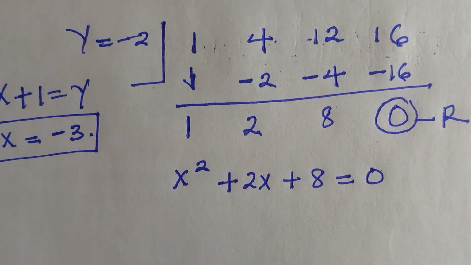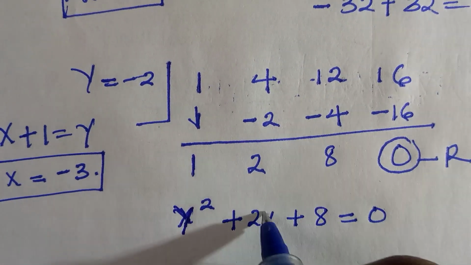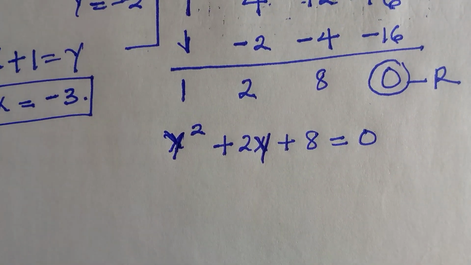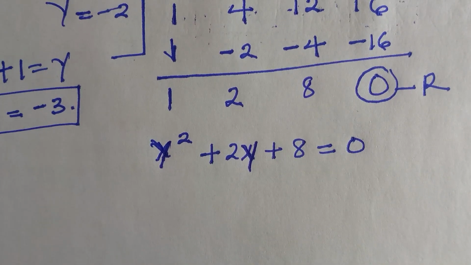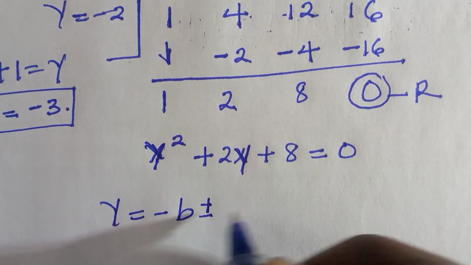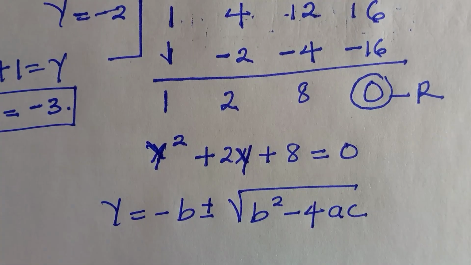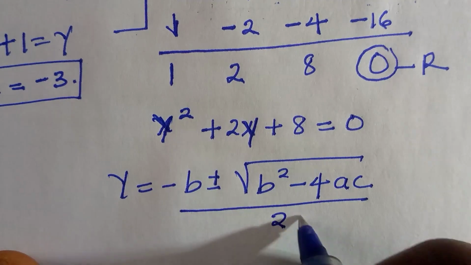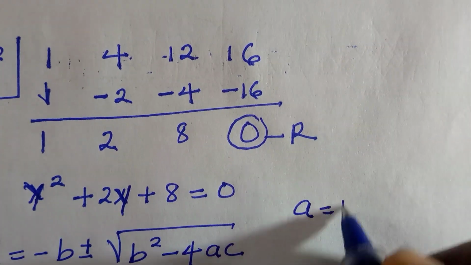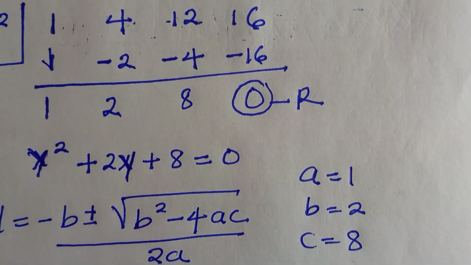We can solve this one quadratically, but it is not factorizable, so we can use the quadratic formula. And we are dealing with y. Let's see how to go with this. The quadratic formula says y equals minus b plus or minus the root of b squared minus 4ac, everything divided by 2a. We are going to use this formula. From this equation, a is 1, which is the coefficient of y squared, b is 2, which is the coefficient of y, and c is the constant value, which is 8.